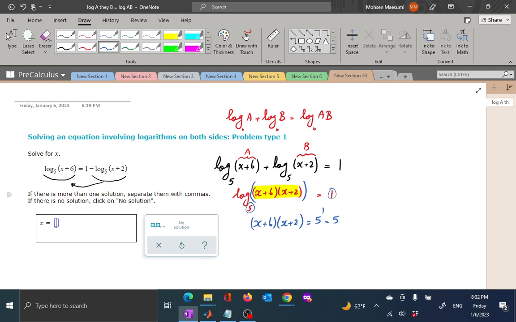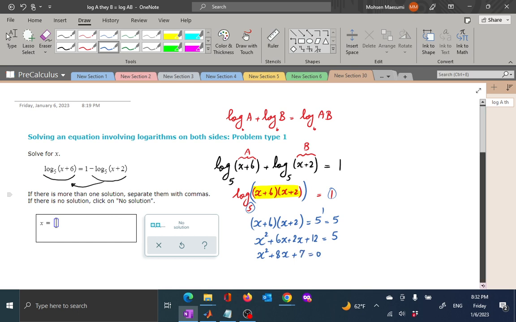Now we are back to some basic equation you learned in high school how to do. You might as well expand this. So x times x, x squared, 6x, another 2x, and another 12 is equal to 5. So x squared plus 8x plus, subtract 5 from 12, 7 is equal to 0.